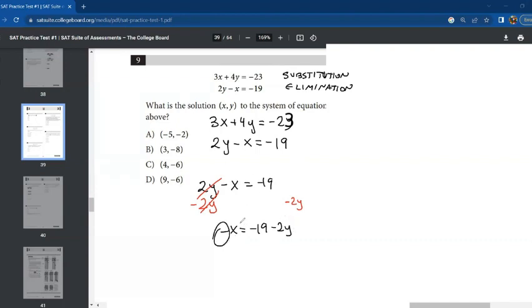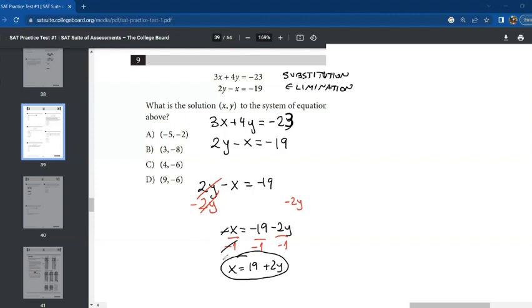Now, I need to have the x by itself. I have to eliminate that negative that is like a -1. So I'm going to divide by -1. That is basically just changing the sign. So because this negative is going to cancel with this, and negative over negative is positive, and negative over negative is positive. So x is equal to 19 plus 2y.